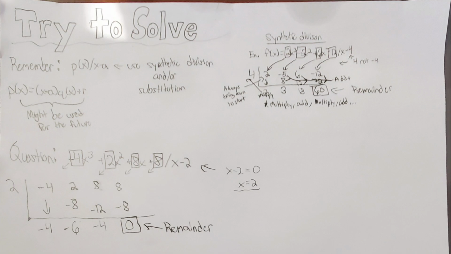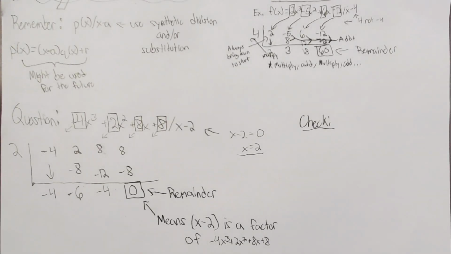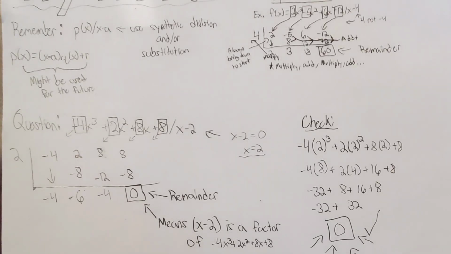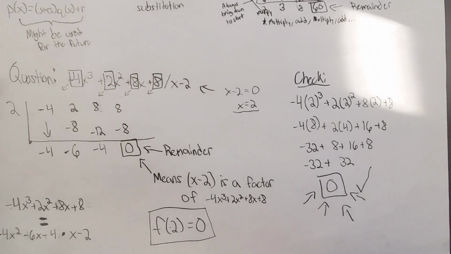So now we have found the remainder, and this means if the remainder is 0, that x minus 2 is a factor of the polynomial. Now we can check by substituting 2 into the equation, and we find out that 0 is the remainder. And now the equation would be f(2) is equal to 0.